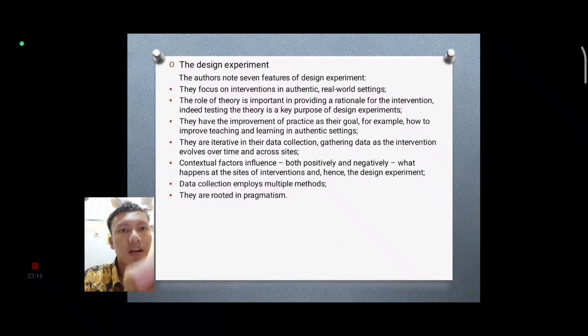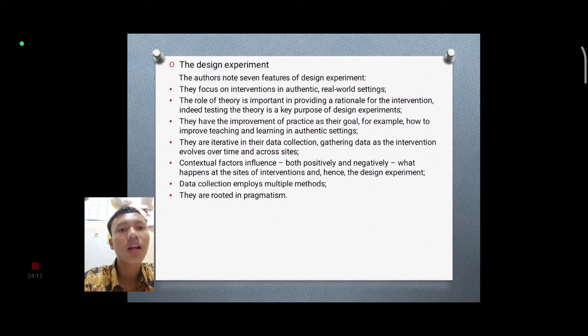The design experiment. The authors note seven features of design experiments. One, they focus on interventions in authentic, real-world settings. Two, the role of theory is important in providing a rationale for the intervention. Indeed, testing the theory is a key purpose of design experiments. Three, they have the improvement of practice as their goal, for example, how to improve teaching and learning in authentic settings. Four, they are interactive in their data collection, gathering data as the intervention evolves over time and across sites.